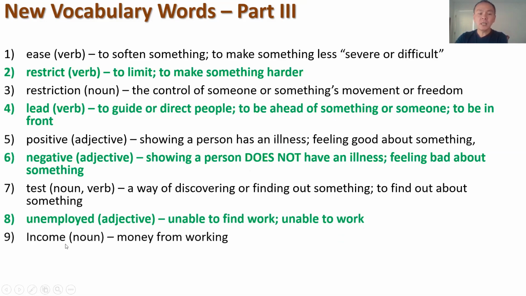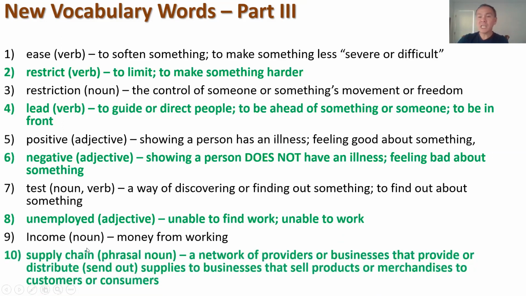Income. Income means money from work, and income is a noun. Supply chain. Supply chain is a phrasal noun because you have two words together. So a supply chain in business terminology means a network of providers that support the distribution of supplies, okay?